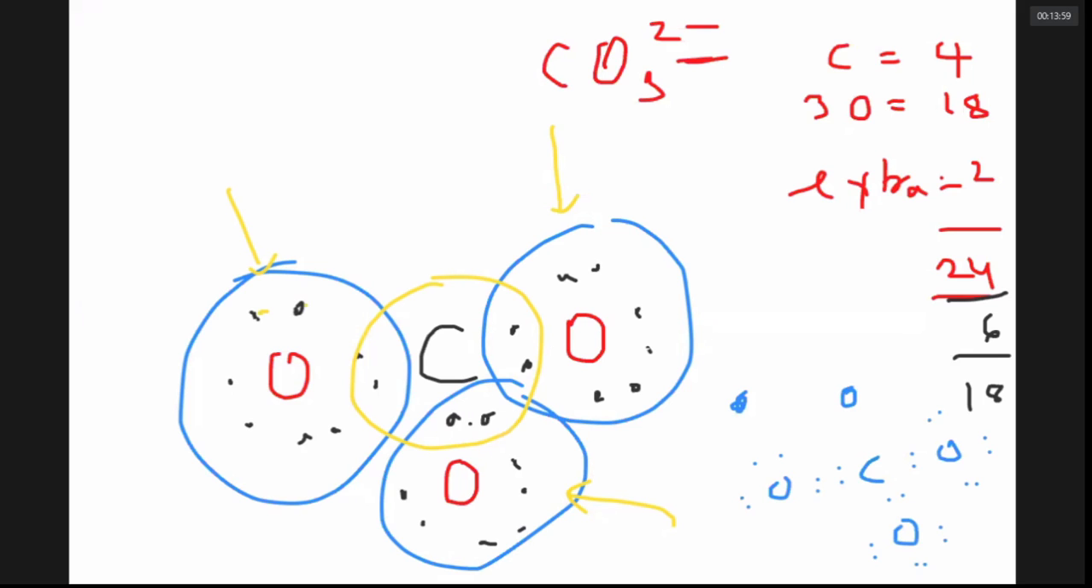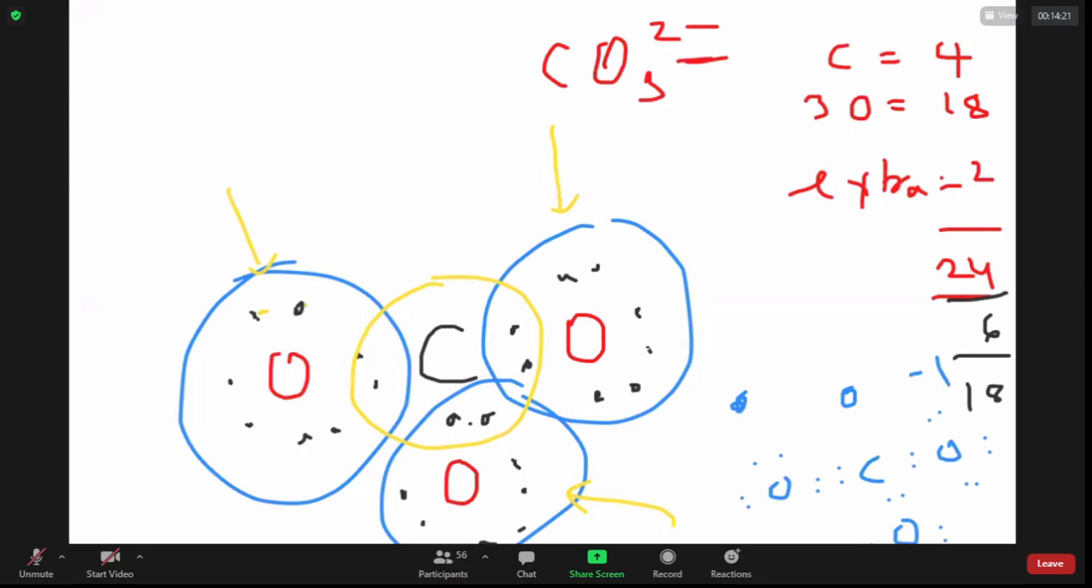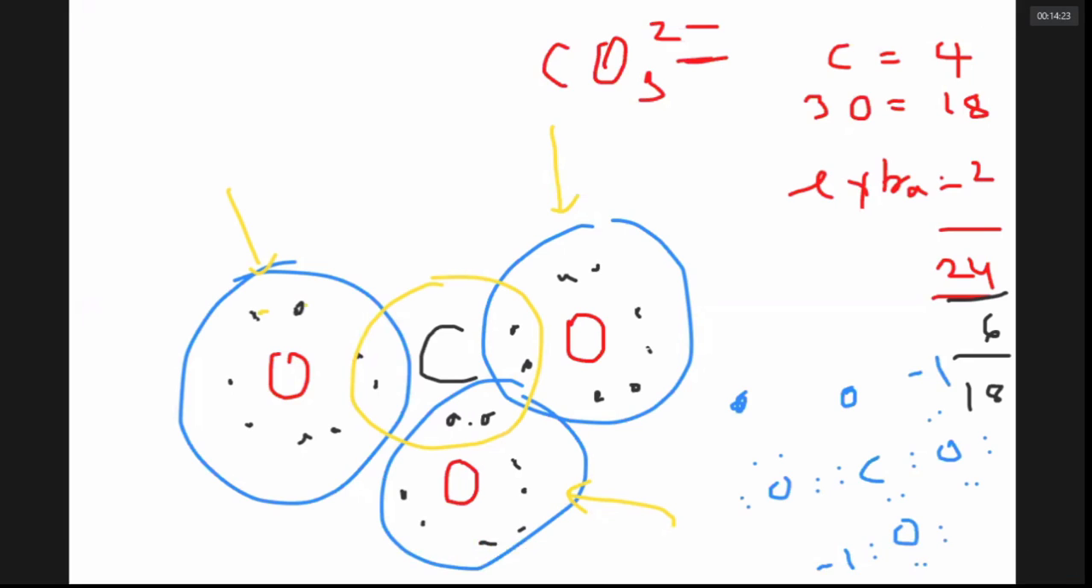But for this oxygen, expected is 6, available is 7, because there are 3 lone pairs. 3 lone pairs means 3 twos are 6. 1 bond pair means 2 into 1 by 2 is 1. So available electrons are 7, which means its formal charge is -1. This oxygen's formal charge is also -1. In carbonate, I can write one structure like this.